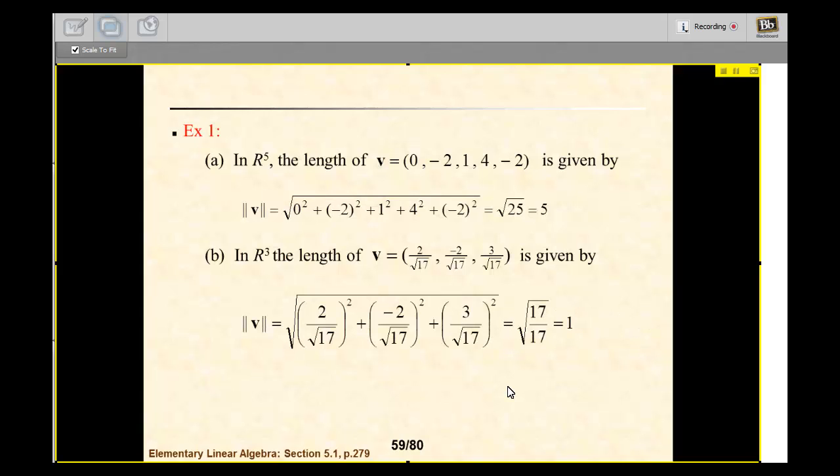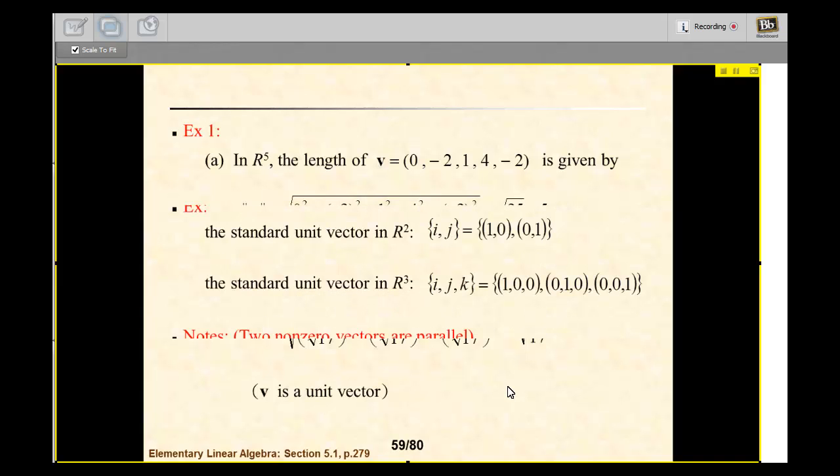Similarly, what is the norm of this vector in Rn? A vector is given. So we take the norm. Norm is just the square root of the sum of the squares of every element. We can find the norm of this vector. So you can say that v is a unit vector after finding the norm.